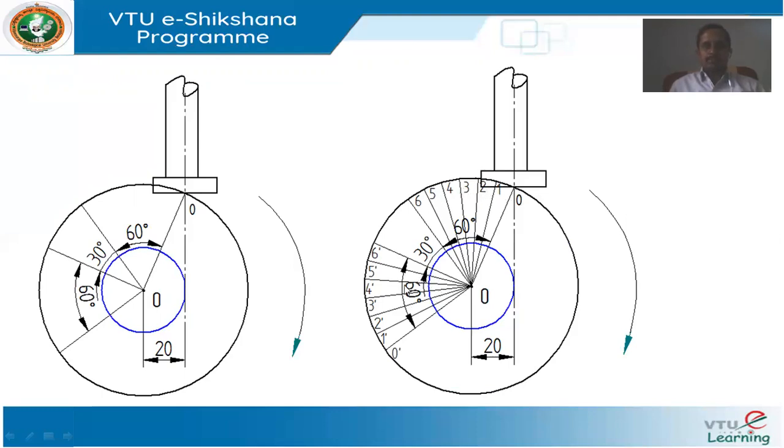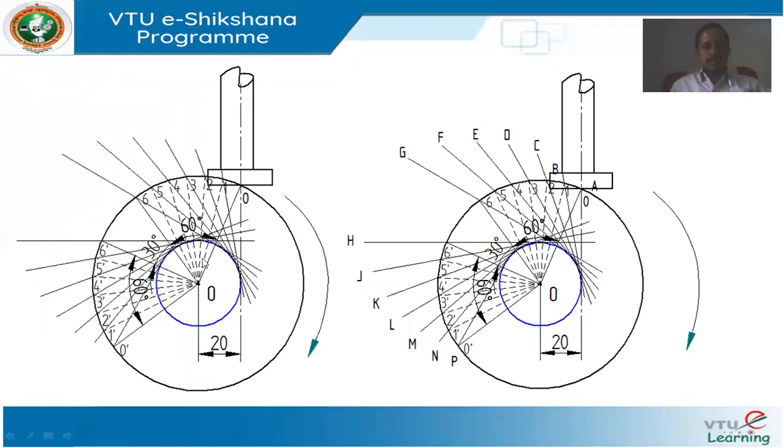Similarly, during return stroke, 6 dash, 5 dash, 4 dash, 3 dash, 2 dash, 1 dash, and 0 dash. In the next step, take a look carefully. Through all these divided points along the circumference of the base circle during outstroke, and even during return stroke, we need to draw lines with thin straight line. All these lines must be tangent to the offset circle. That is our condition procedure.